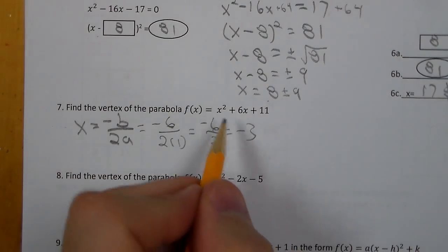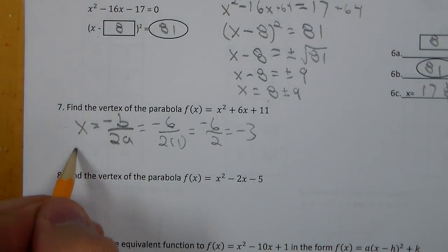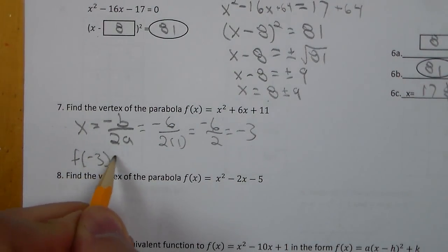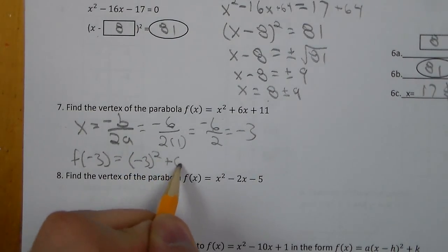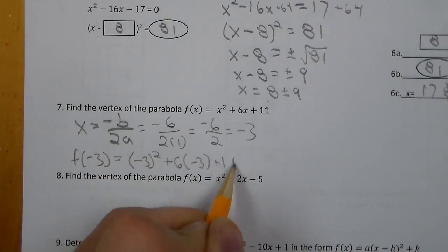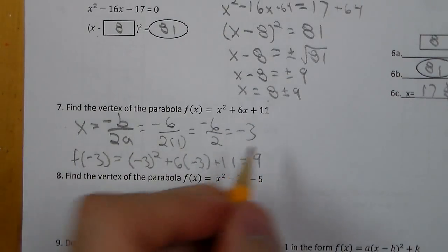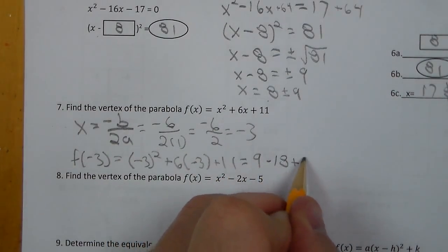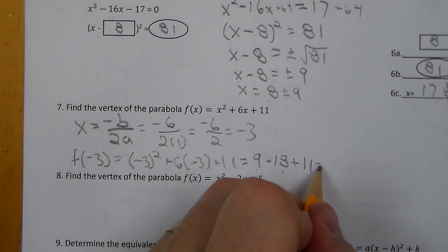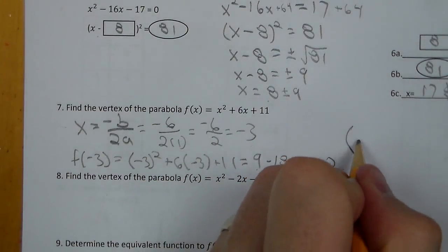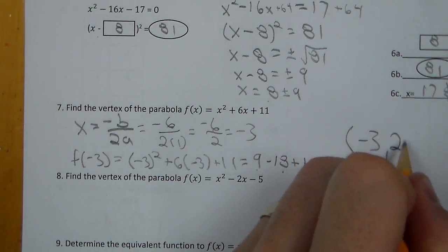We now plug negative 3 back into the equation, so f of negative 3, to get our y value. We get 9 minus 18 plus 11. 9 and 11 is 20, minus 18 is 2. So your vertex comes out to be negative 3, 2.